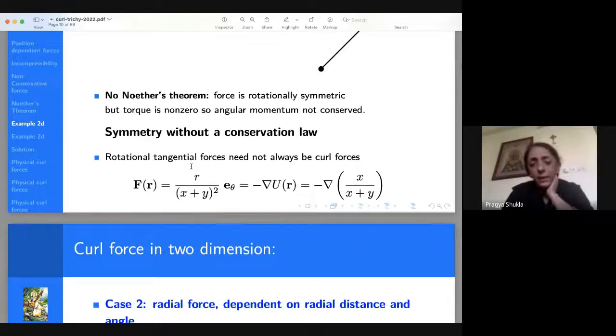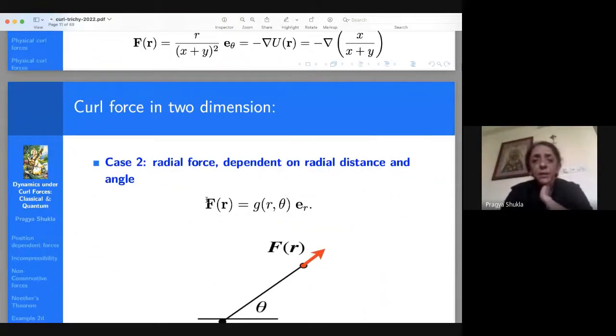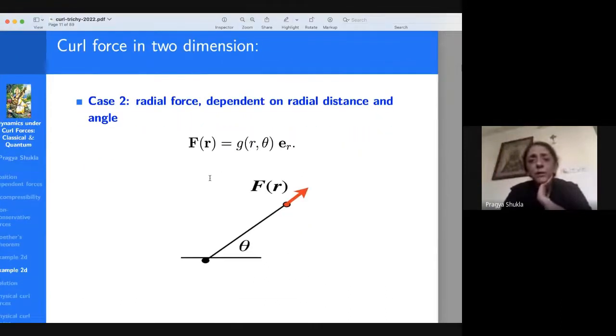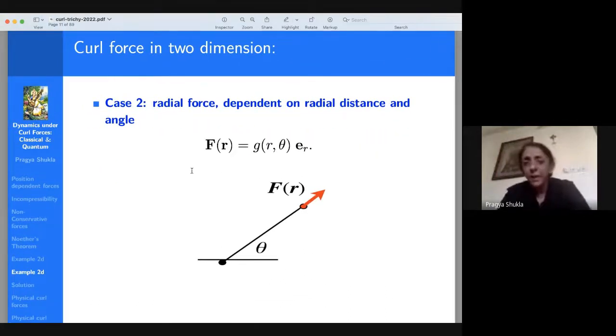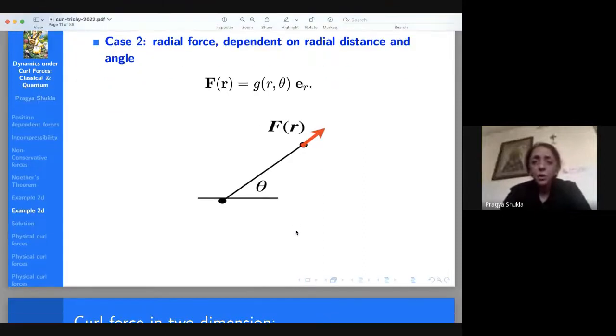Now let me give you another example. Consider a radial force dependent on radial distance and angle. The magnitude depends on both distance as well as angle, and the force is acting along the radial direction. This is the magnitude of the force, and this is the angle. Now you calculate r cross F r, the torque, and r cross r gives you 0, and therefore the torque is 0.